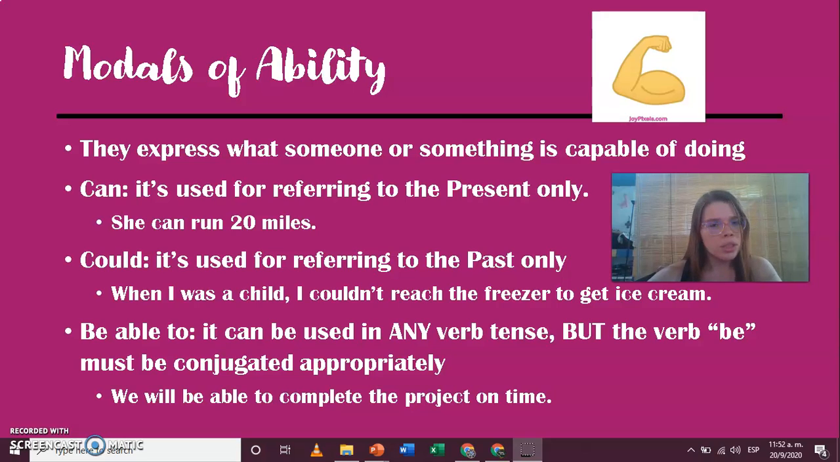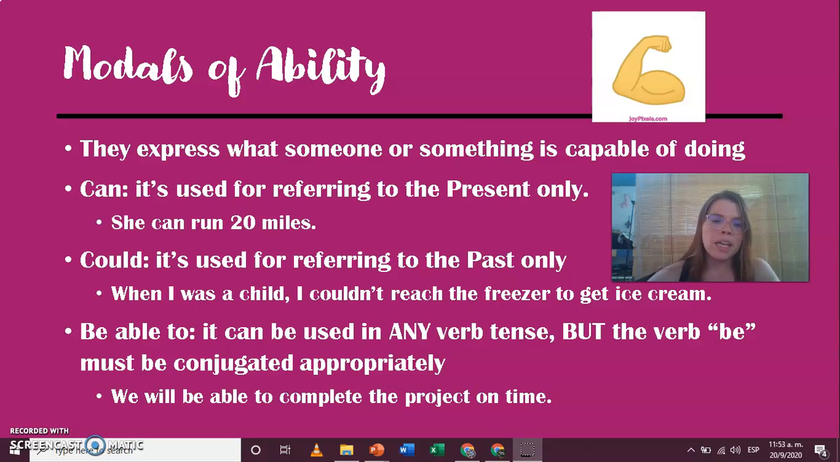We have could, which is used in the past mainly, right? We use it to refer to things we could do in the past, right? Sometimes we cannot do them anymore. Sometimes. For example, when I was a child, I couldn't reach the freezer to get ice cream.